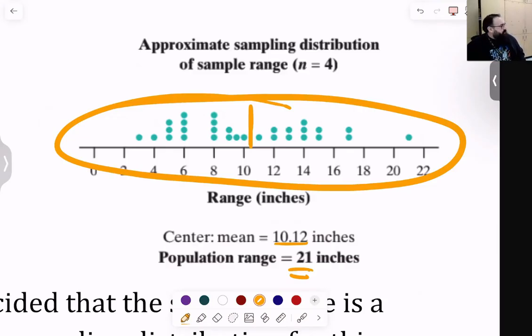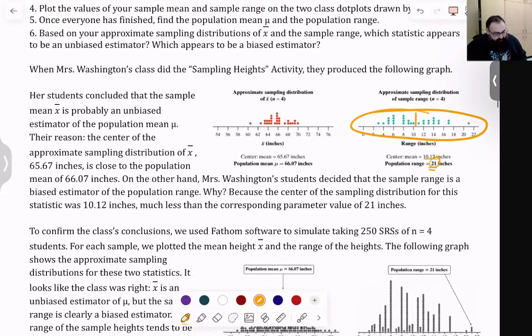So is that a good estimator? Absolutely not. Because everybody calculated their own range. The actual population range was 21, but the center, meaning the average range of everybody's list, was 10. 10 is not a good estimator for 21, right? So that's the point that this is going to say.